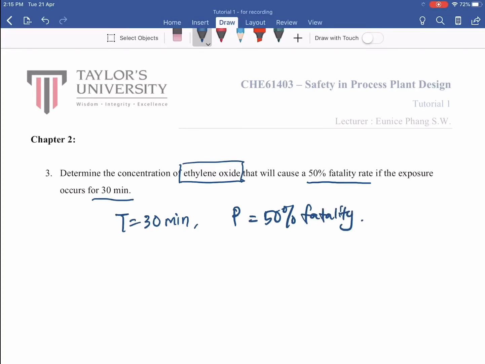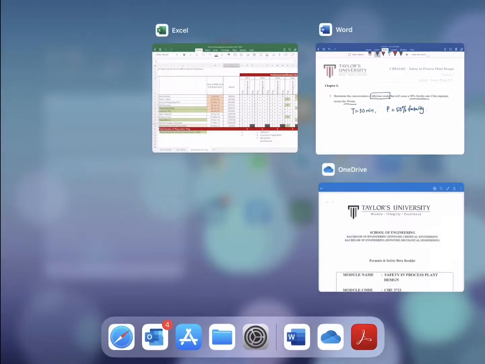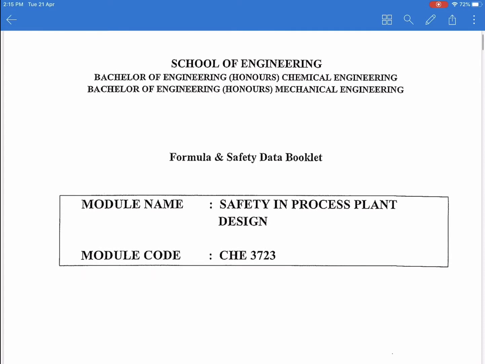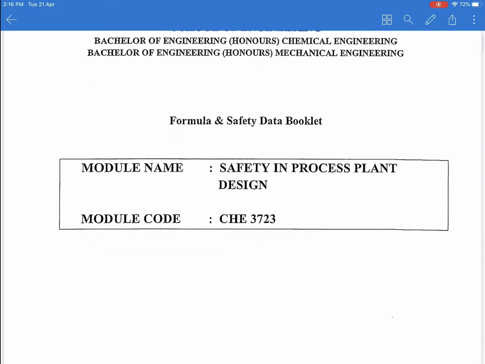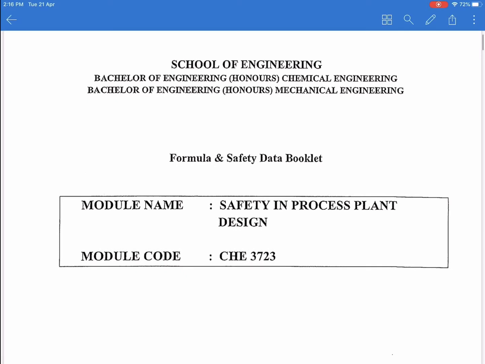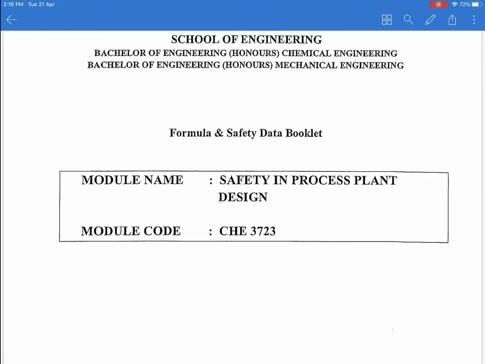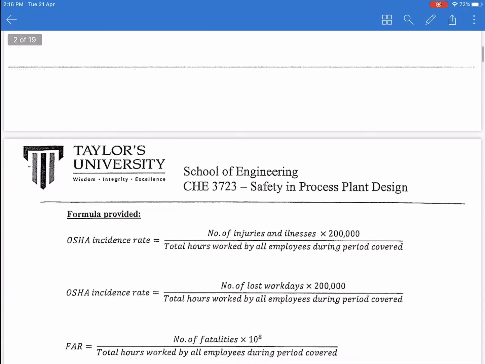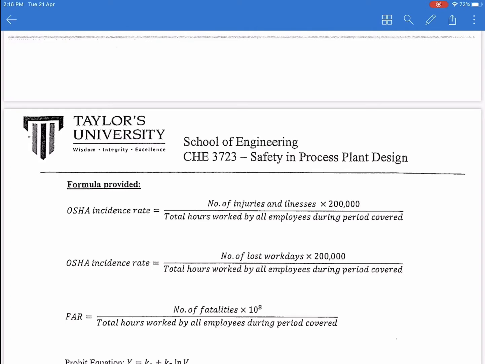So this one goes back to the probit equations, where you're going to use Table 2.4 and Table 2.5 to run this calculation. So have your data formula and data handbooks ready. So let's take a look at this handbook. I have uploaded this booklet. I call it a handbook because it's really useful. You have to download a copy, and a hard copy will be given for your final exam. So get yourself familiarized with the booklet and see what is inside here, what formulas are given, etc.